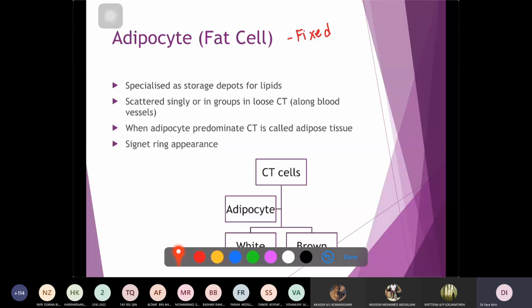You call it a different kind of connective tissue. But when you have a connective tissue that's mostly made up of adipocytes, then you can call that connective tissue adipose tissue. Okay, and the adipocyte has a specific appearance called a signet ring appearance.